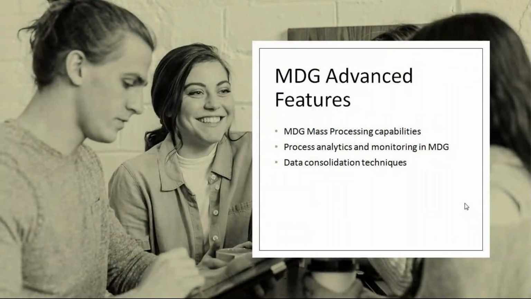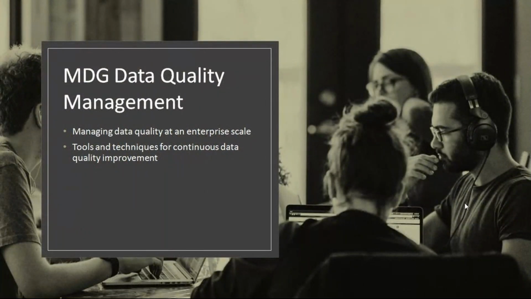And then we will also talk about some advanced features like mass processing, data analytics, data consolidation, etc. with hands-on, by the way, not just theoretical. Everything will be hands-on with some example, some data. Okay. And then data quality management: how you deal with data quality management, and how data quality management can be linked with consolidation and mass processing. So these are the things which we are going to talk about.